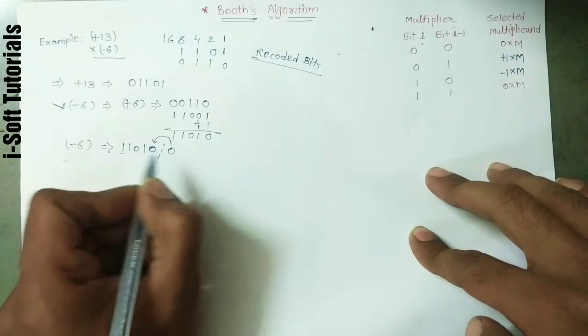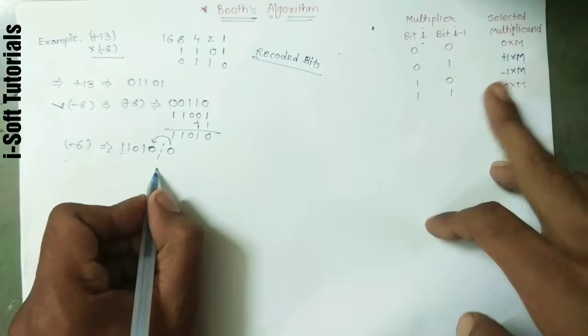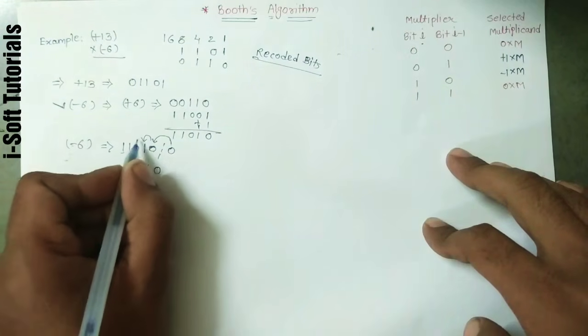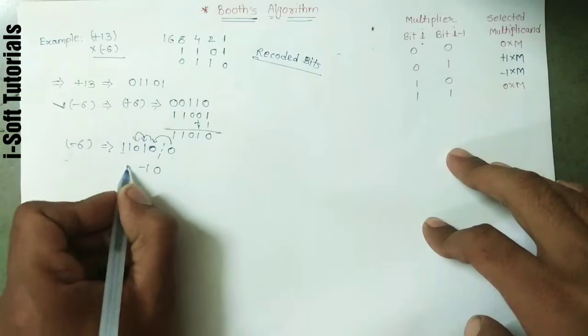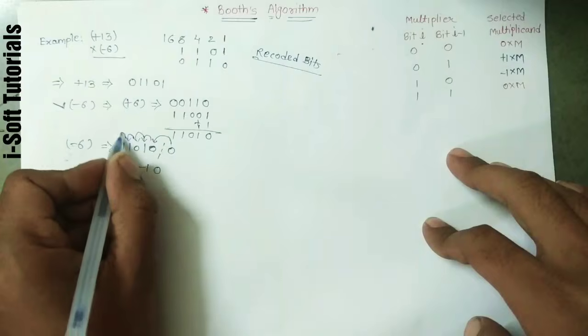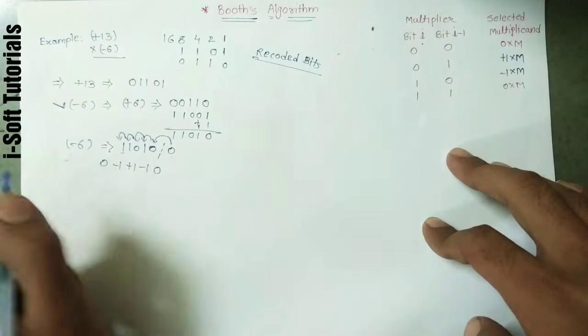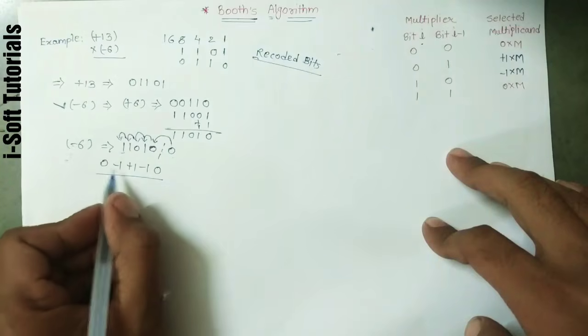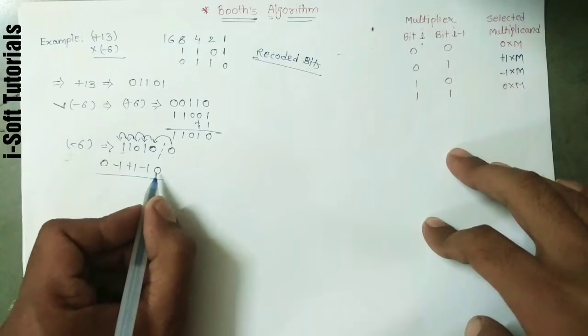So 0 to 0, what do we get from the table? 0. 0 to 1, minus 1. 1 to 0, plus 1. 0 to 1, minus 1, and then 1 to 1, 0. So these are our recoded bits: 0 minus 1 plus 1 minus 1 0.